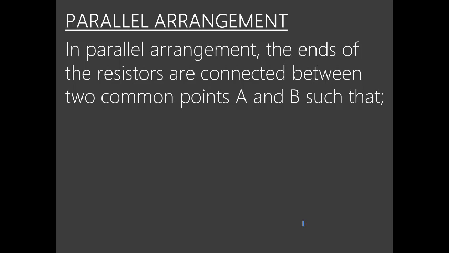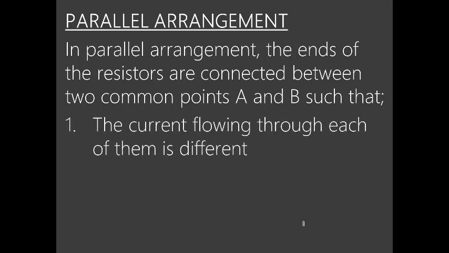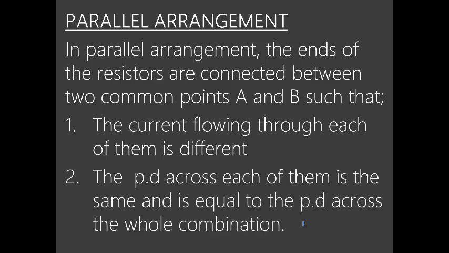Okay, now let's go to parallel arrangement of the resistors. For parallel arrangement, the ends of the resistors are connected between 2 points such that 2 conditions have to be fulfilled. Number 1, the current flowing through each of them is different, so the current divides up or it splits up. Number 2, the PD across each of them is the same because they are connected between the 2 points, so the PD is going to be the same and is equal to the PD across the whole combination.